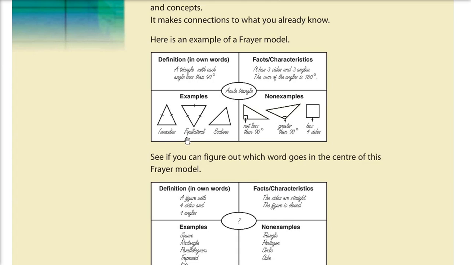The examples can be isosceles, equilateral and scalene. But when we say non-examples, here we have an angle which is 90 degrees, here we have an angle which is greater than 90 degrees, and here we have in fact four sides. So these examples don't fall under the acute triangle, you can say.